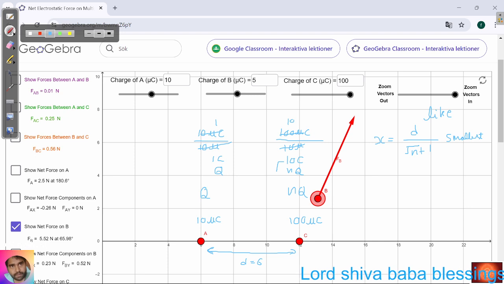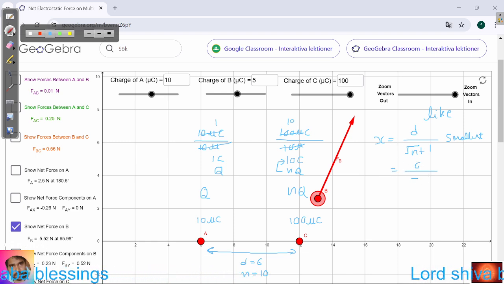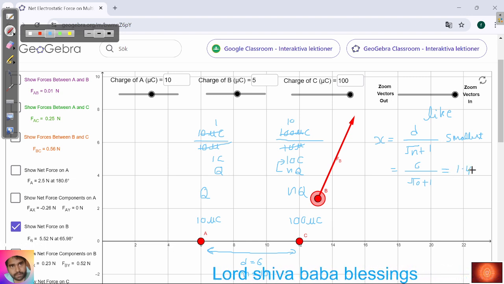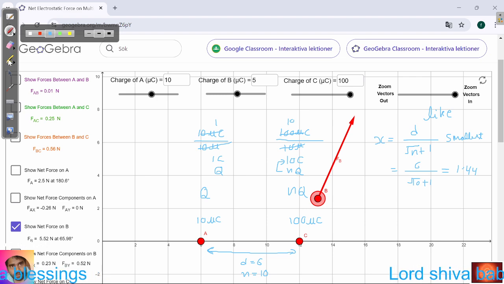So the value of n is 10. So here d is equal to 6 and n is equal to 10. Now you substitute this value here: 6 divided by square root of 10 plus 1. So this turns out to be 1.44. So at a distance of x is equal to 1.44 from the smallest charge, there will be no force experienced. So that would be your null point.